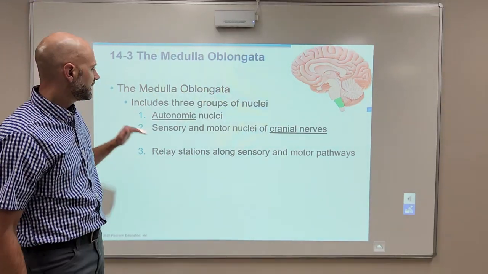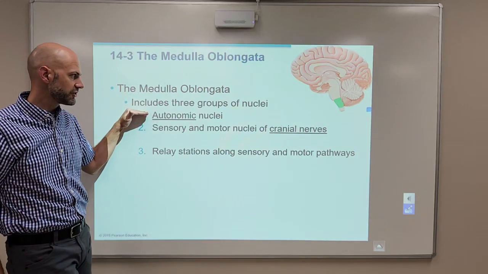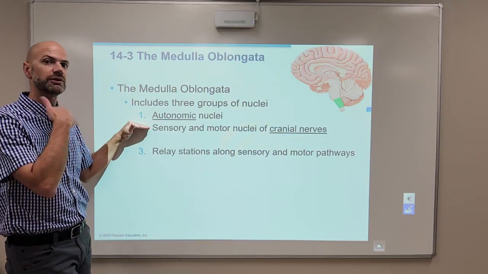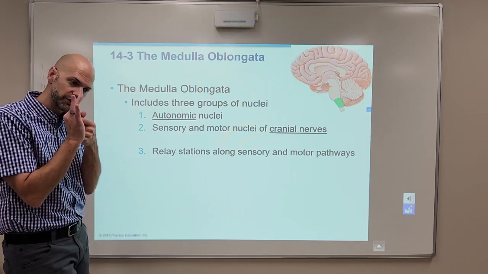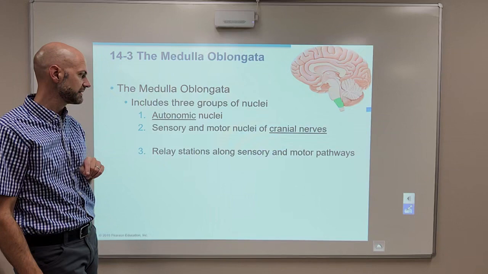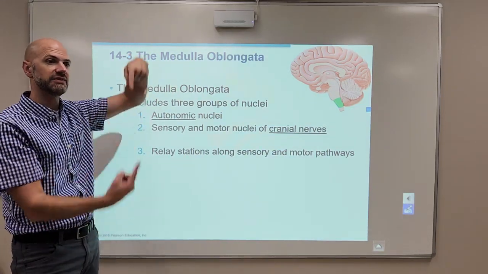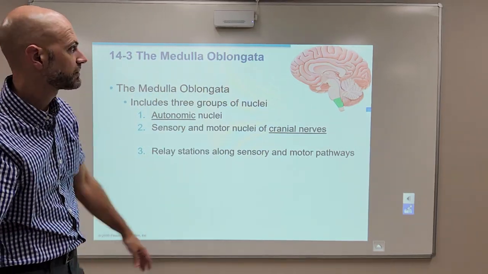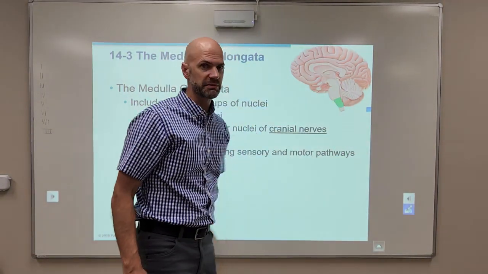All right, medulla oblongata, 3 groups of nuclei. Autonomic nuclei, for controlling autonomic function. You have sensory and motor nuclei of the cranial nerves, which I just talked about. The cranial nerves are emerging from the medulla, so you have nuclei where those nerves are, the sensory and the motor nerves coming in and out of those spaces. And then it really serves as a relay station for sensory and motor pathways. That is, you have lots of white matter tracts just running through the medulla, because they're relaying messages up from the spinal cord.